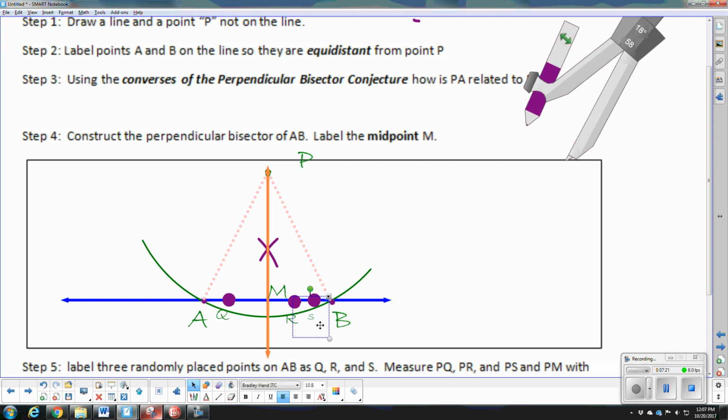And so now we should take out our ruler, and we're going to measure between P and Q, and I'm just going to make these lines purple just so that I can see them.